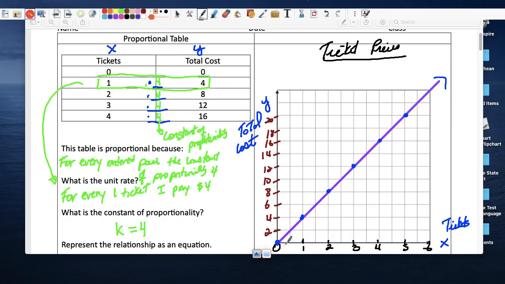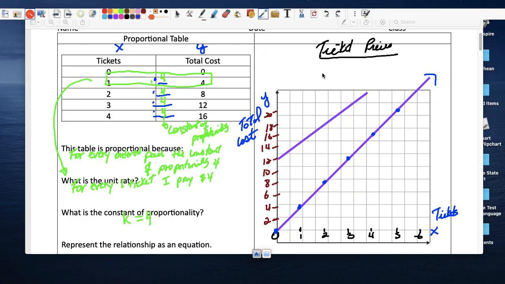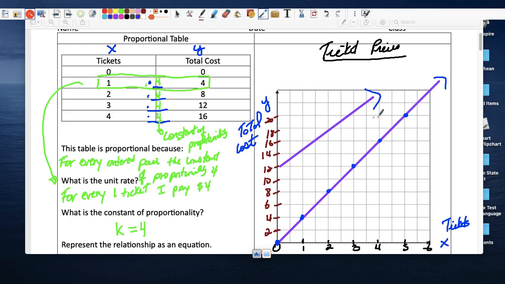It goes to 0, 0. So that's what a proportional graph looks like. Now, if that started over here, for example, and I had that line, this line would not represent a proportional relationship. What's the reason? It's a straight line, but it does not go through 0, 0. So you have to make that clear.